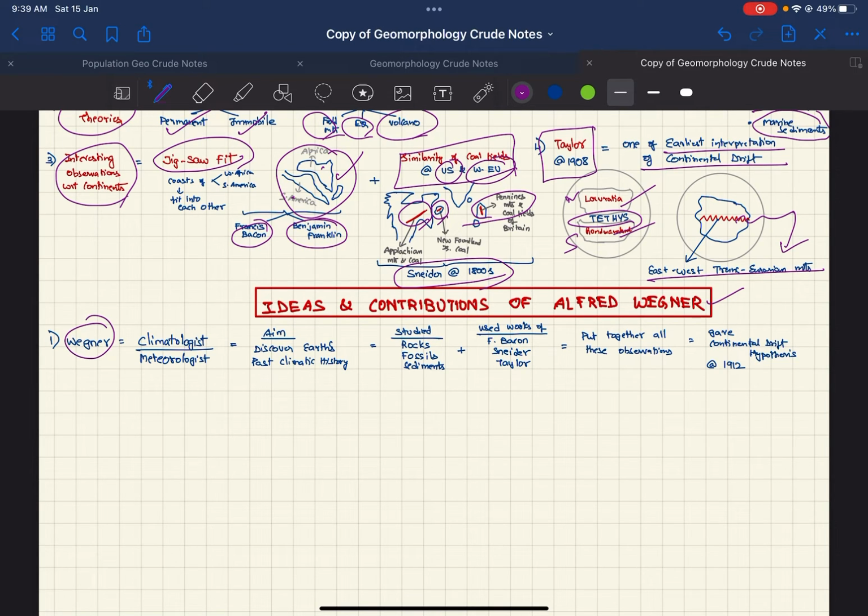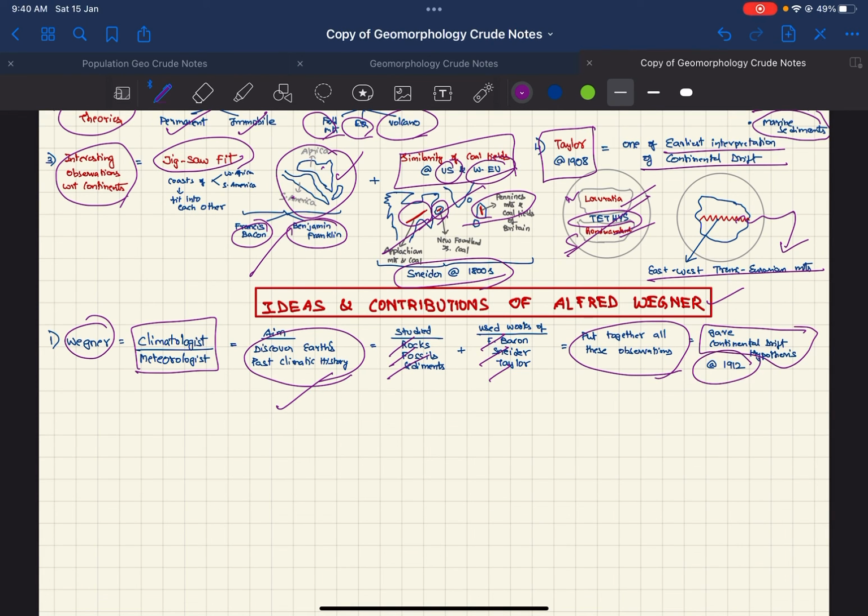Alfred Wegener, he was a climatologist. His aim was to discover its past climate history. He studied three things: rocks, fossils, and sediments. Plus, he used the works of Francis Bacon we have seen here, Snyder we have seen here, and Taylor we have seen here. He put together all these observations and gave his continental drift hypothesis in 1912.